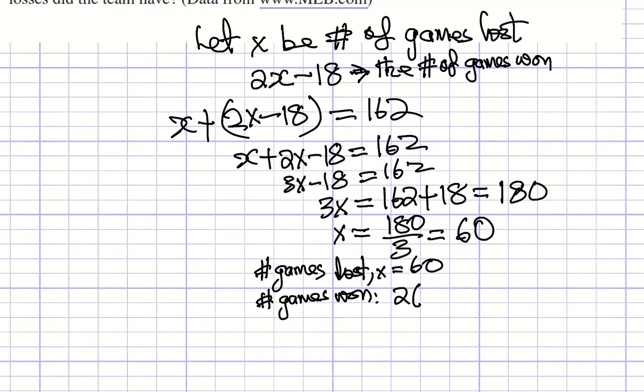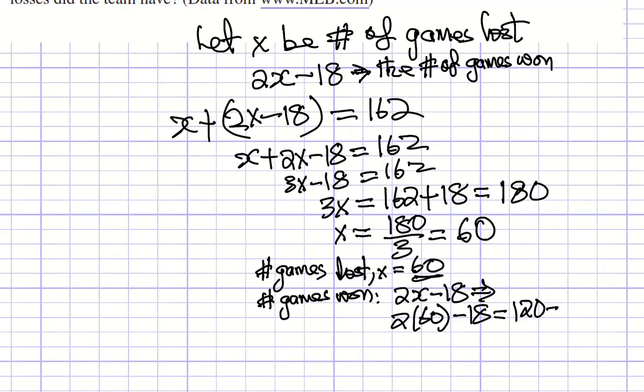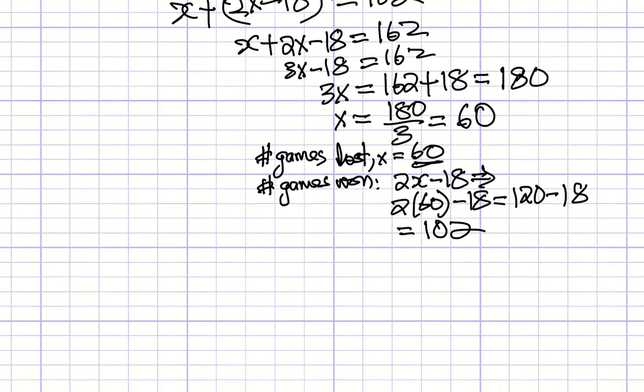You remember what we did up there? Let me write it first before I plug in: it's 2x minus 18. You plug that in, 2 times 60 minus 18, and you get 120 minus 18, sorry, I'm going too fast. 120 minus 18, right? That will give you 102. So that's the number of games won.